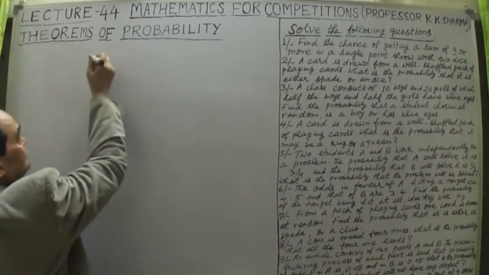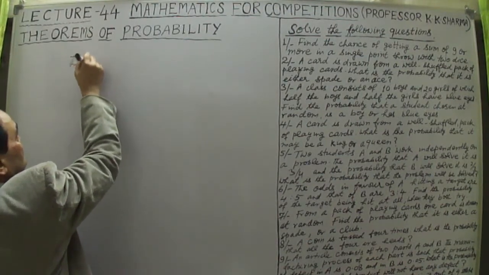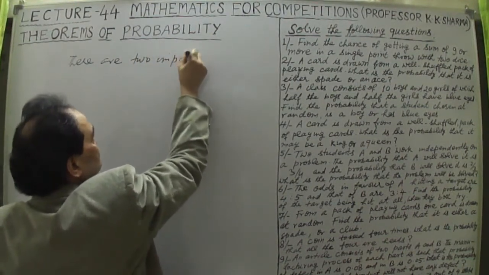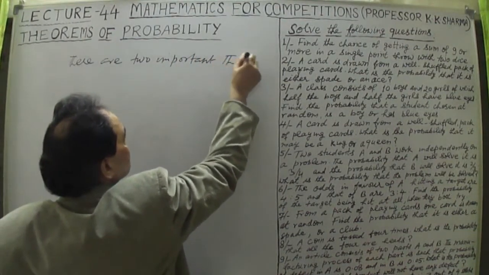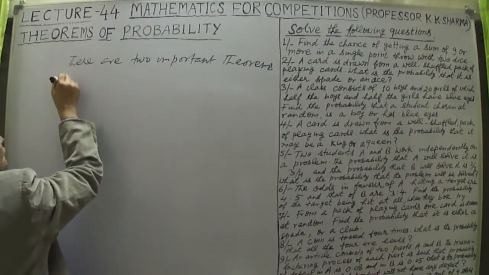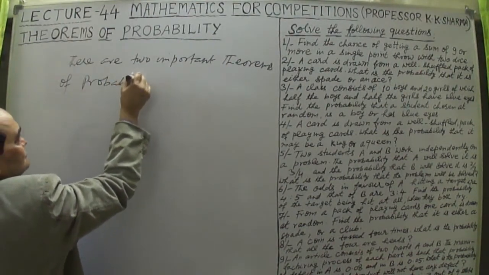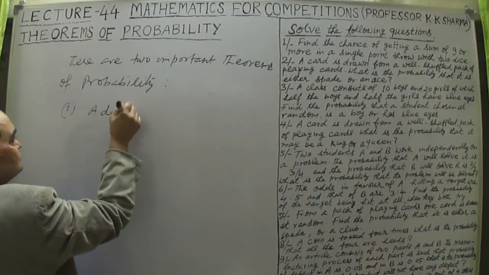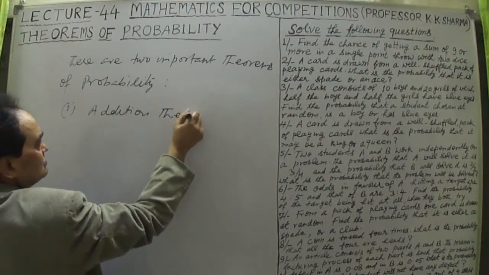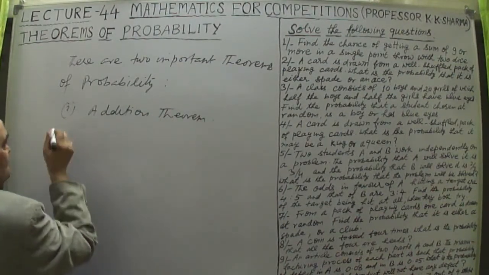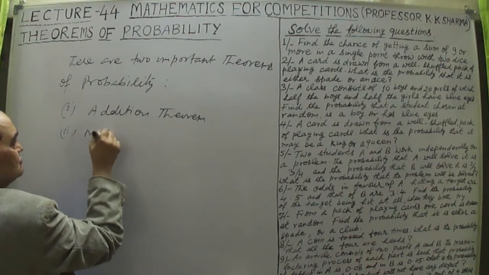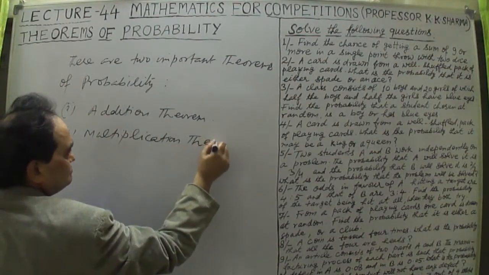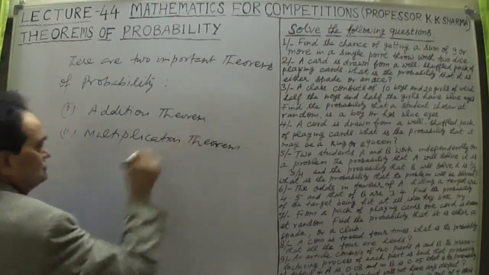First theorem, what are the theorems? There are two important theorems of probability. Number one is the addition theorem. And the second is the multiplication theorem. Very important.